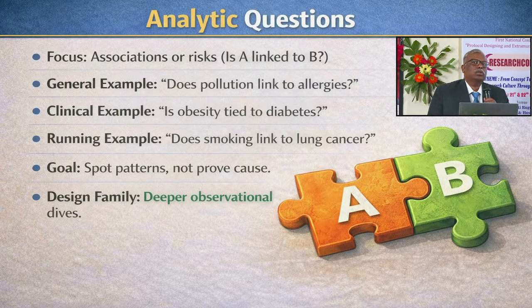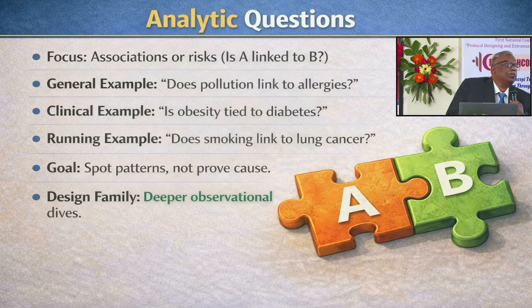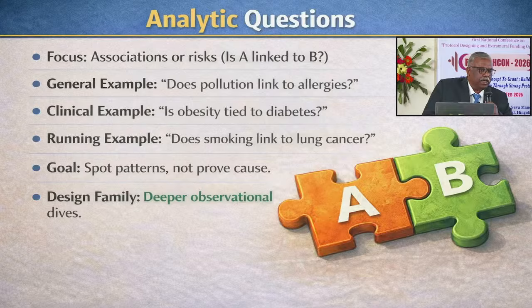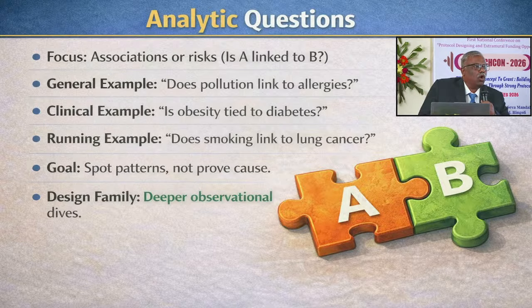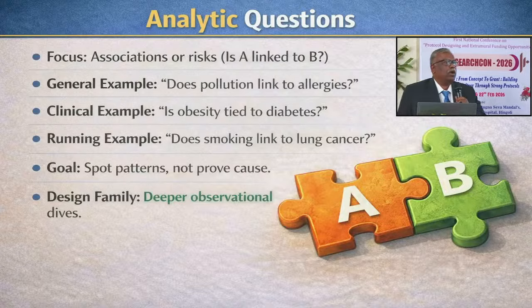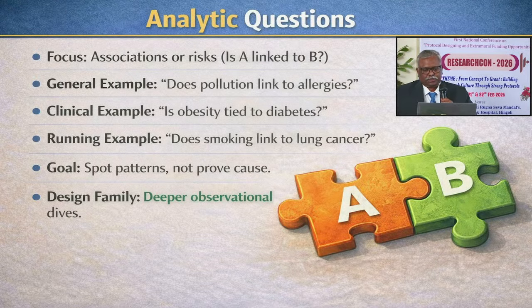So what are the goals of using this analytical type of question? Spot the patterns, whether there is a link. Is there any cause? Because that is not the goal in an analytical type of question, it is not a cause-effect model. So the design family is the observational study.